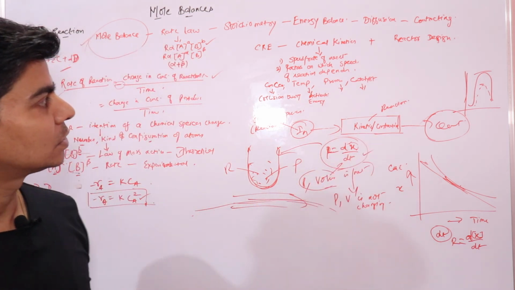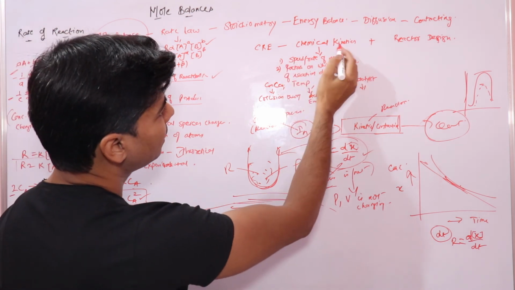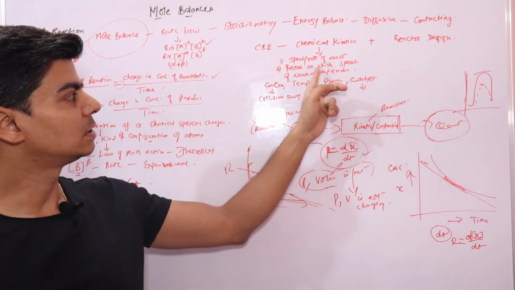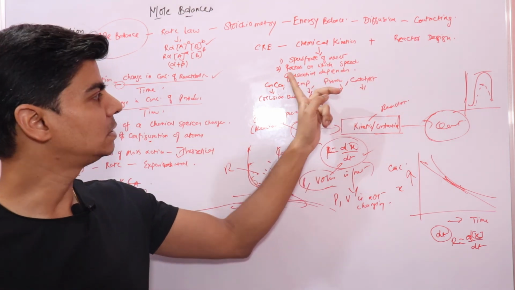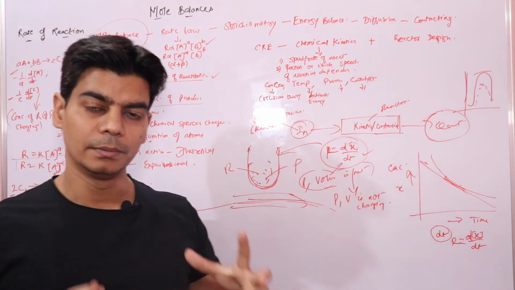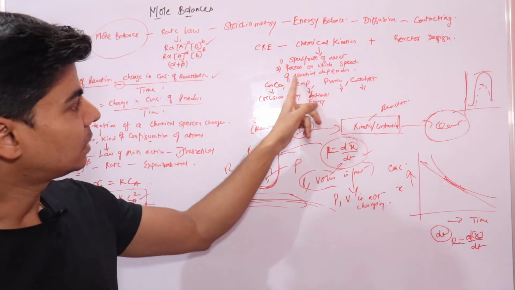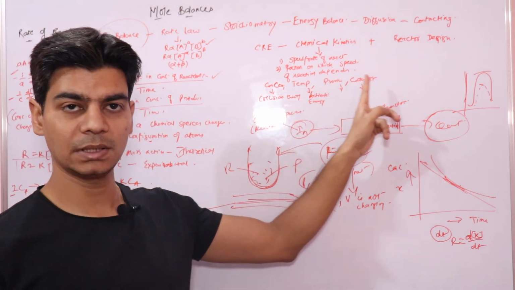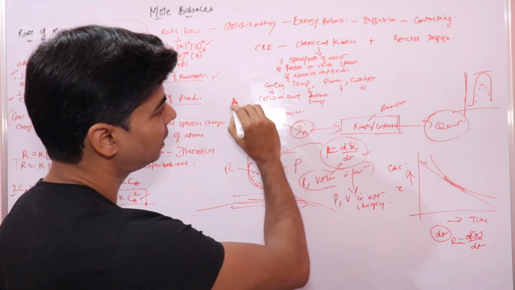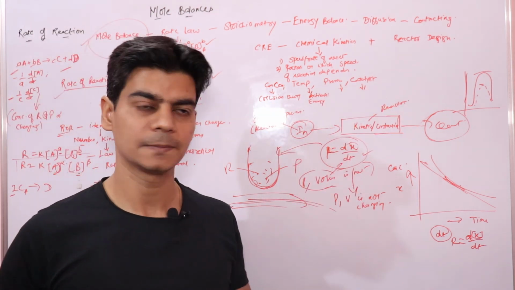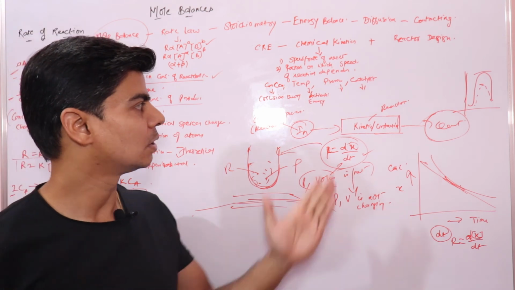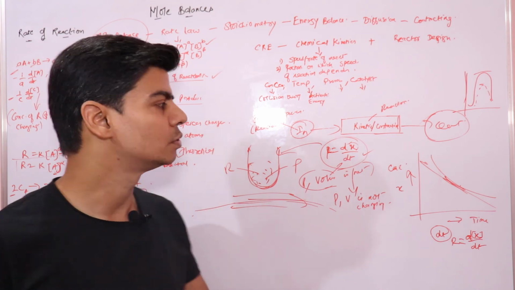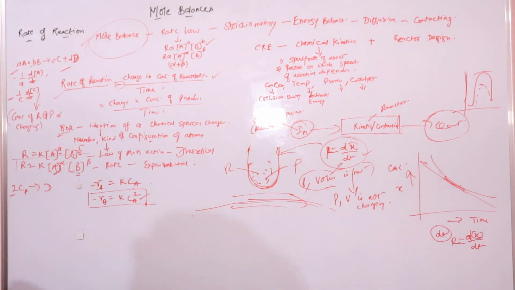What is the kinetics of the reaction? If you remember the definition of chemical kinetics, it tells the speed of reaction, the factors on which the speed depends, and your reaction mechanism. The factors on which the speed or rate of reaction depends are concentration, temperature, pressure, and catalyst. We have dealt with all these in detail in chemical kinetics. I'll put the playlist of chemical kinetics there. If you have any doubts, you can watch those videos.